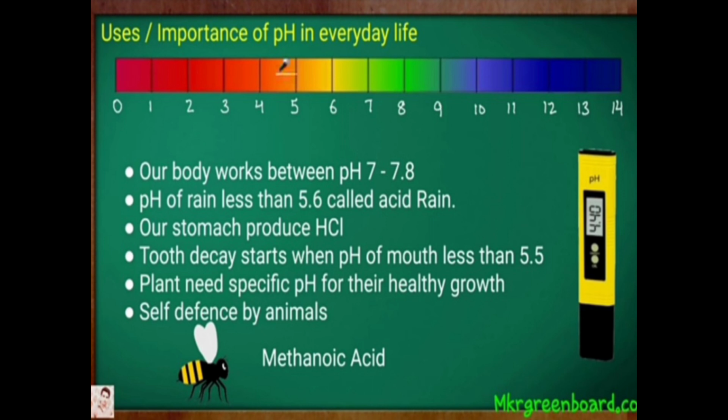So we use a mild base like baking soda. If we apply baking soda on the bee sting, it gives us relief. And the stinging hair of nettle leaves injects methanoic acid, causing burning pain. If it injects inside our body, it releases methanoic acid and causes burning pain. So these are the uses and importance of pH in our everyday life.